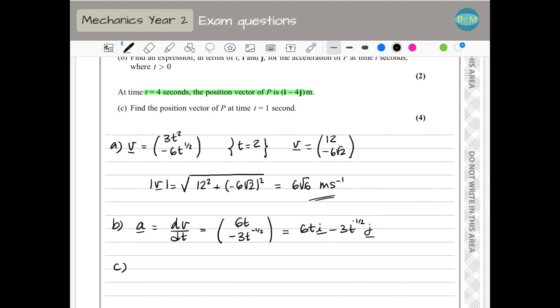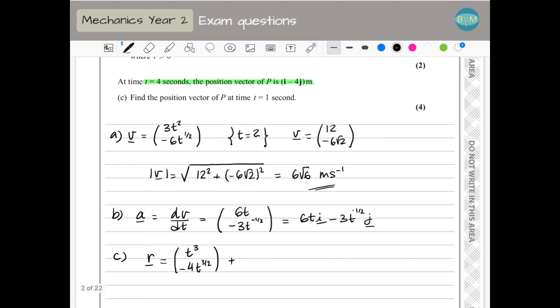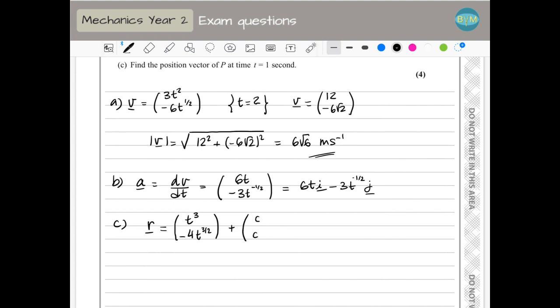So for C, for the position vector, sorry, I always write on the top, I have to integrate this velocity. So my top component is going to be t cubed, and the other one is going to be minus 4t to the power of 3/2, right? And then I have a constant of integration. My constant of integration will have two terms, yeah? So one for the i component and another for the j component. And I'm going to find both components.